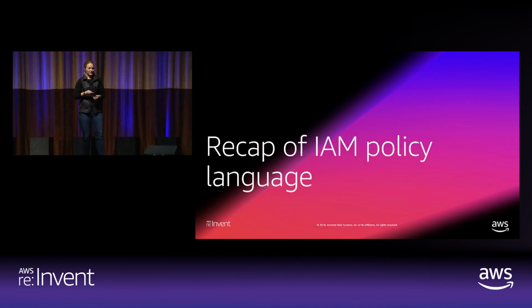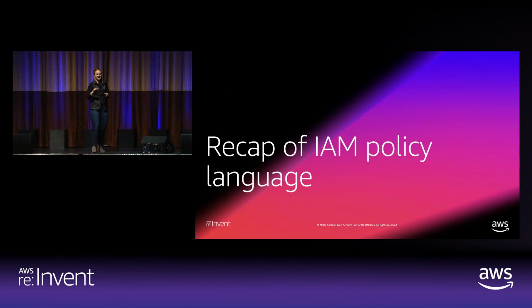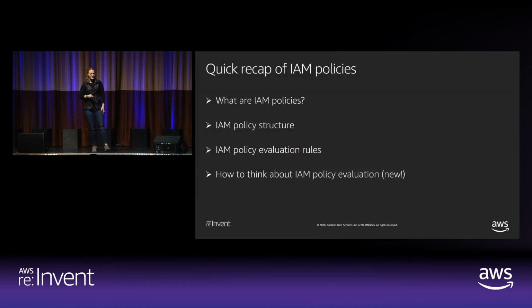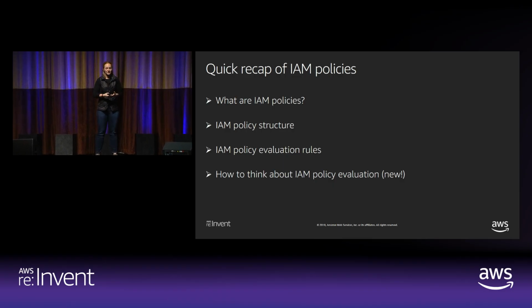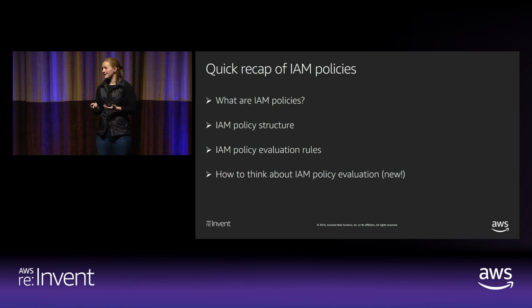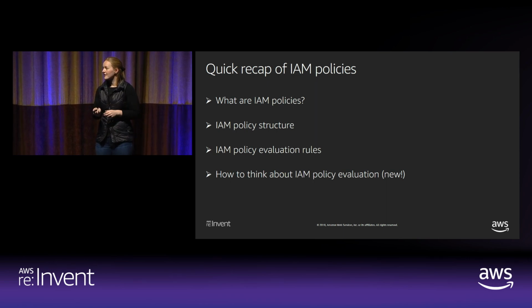Recap of IAM policy language. Who here has never seen a policy in AWS? Phew, got the right audience. So what are IAM policies? What's the structure? And what's the evaluation rule? And then I'm going to try something new on you. This is a way that we talk about permission and policy internally, and this is the first time I'm going to share with you a little bit externally, and I want to see if it sticks, because it usually does when we talk about policy evaluation inside AWS.